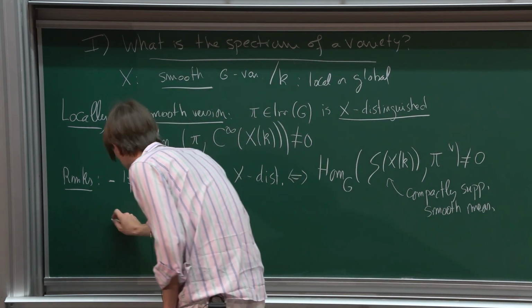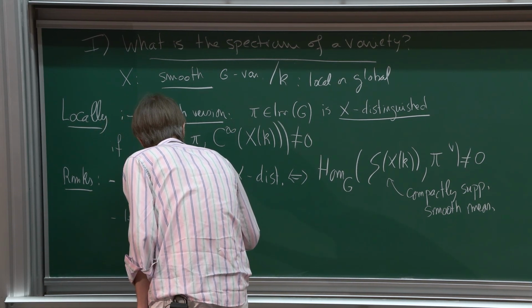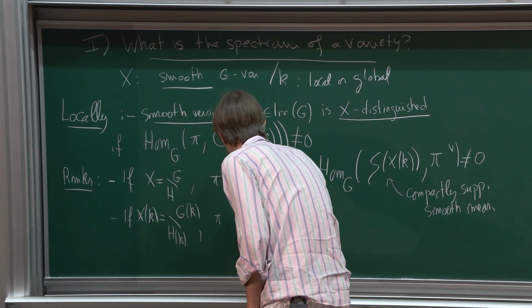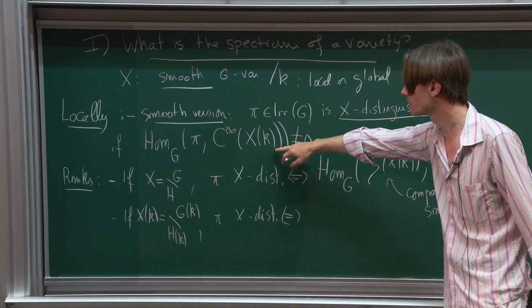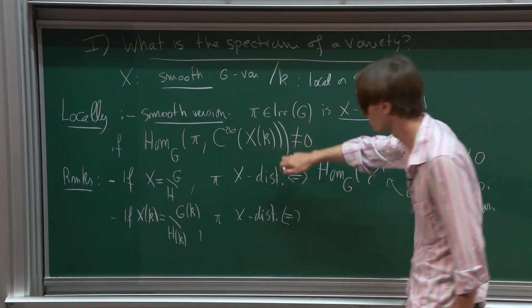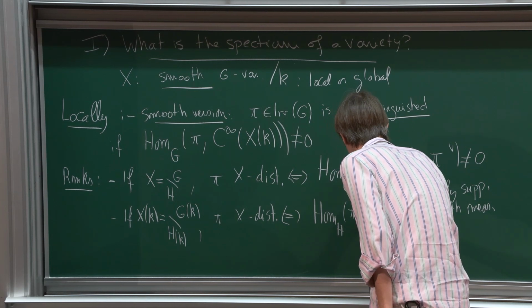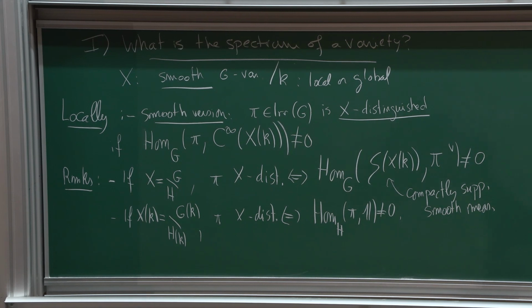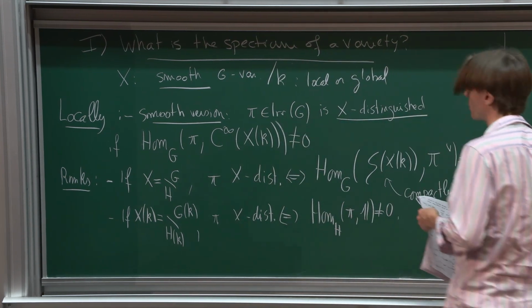Another remark is that if, moreover, when you take the points of X, it's still homogeneous, then by just Frobenius reciprocity, X is pi-distinguished, I mean, this is just the induced representation from H to G of the trivial representation, if and only if the trivial representation of H is a quotient of pi. Okay, so this makes the relation with the previous setting. So this is one version.